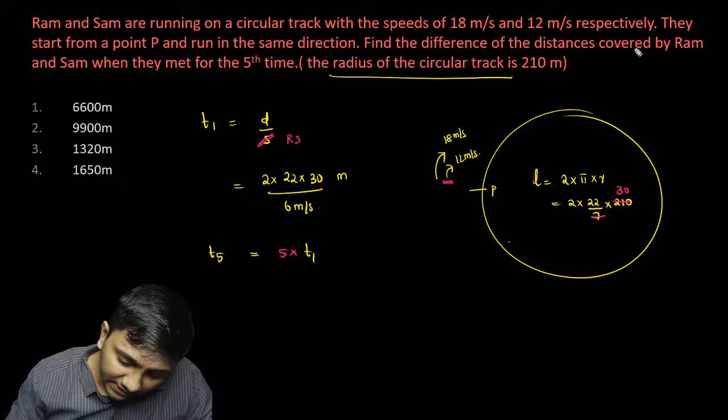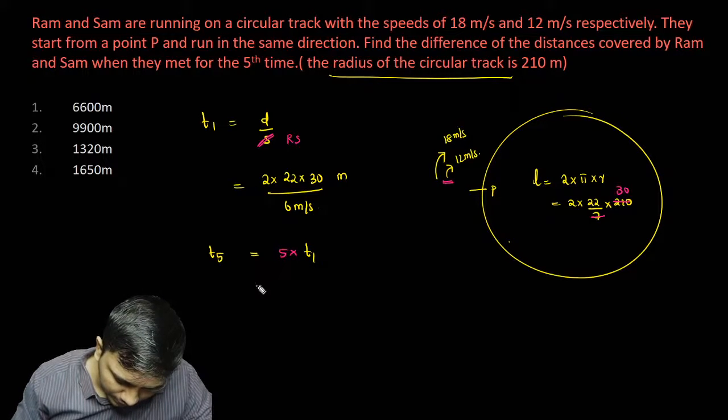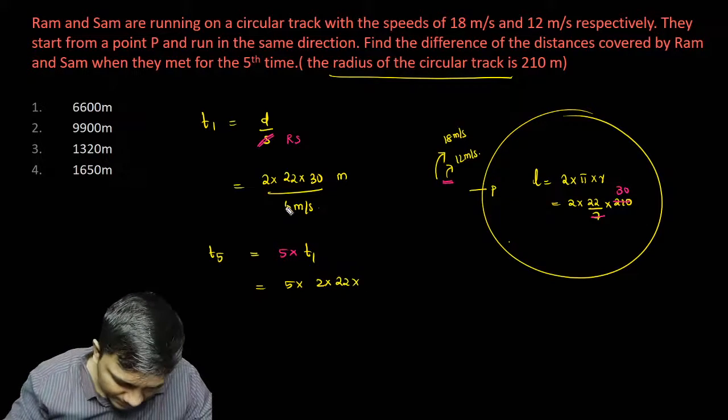Finally, the difference in the distances covered by them. So this is going to be, let me quickly write it down, 5 into 2 into 22 into, let's just cancel these two.